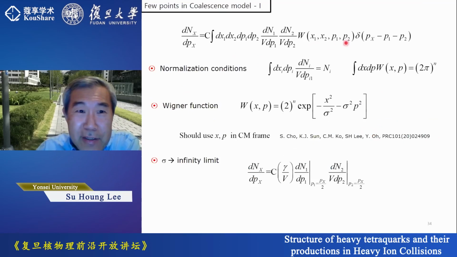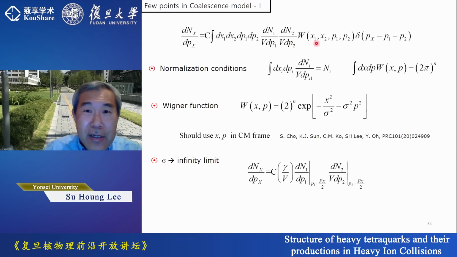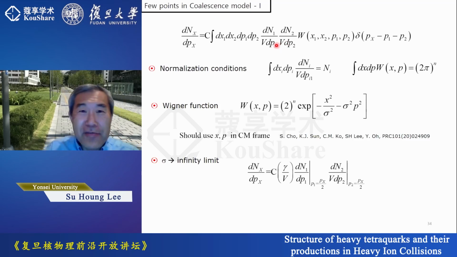If you look at the coalescence model, if you have a two-body coalescence, then you have a Wigner function. That's the wave function that we have. And this is the individual distribution of the first constituent, second constituent. This is a delta function. It is very important that you normalize them properly. If you don't normalize it properly, then you make a very different prediction that really tells you nothing.